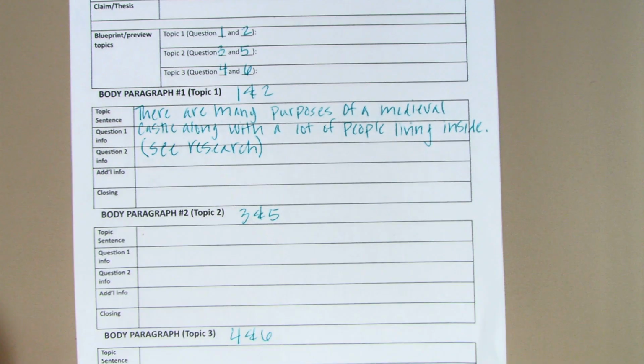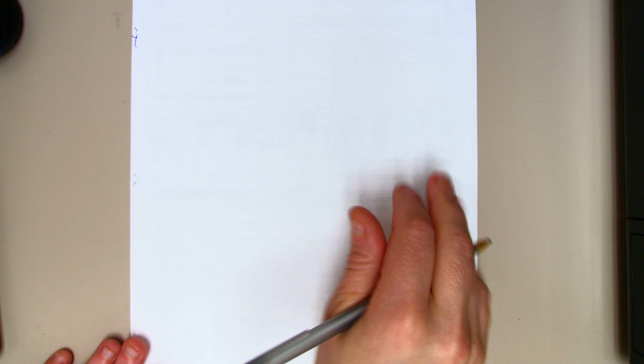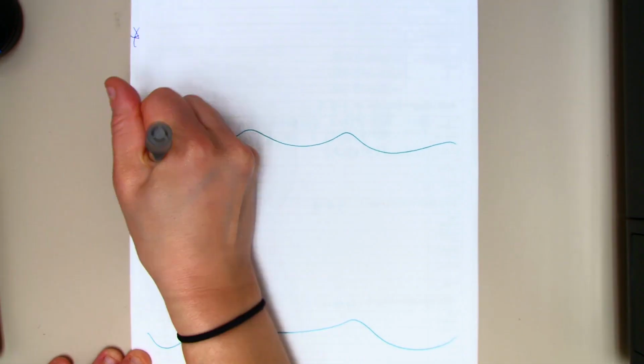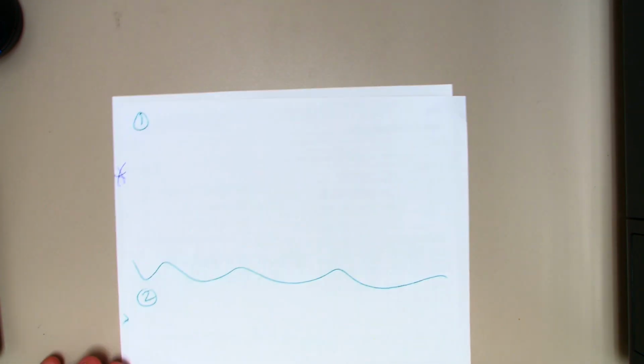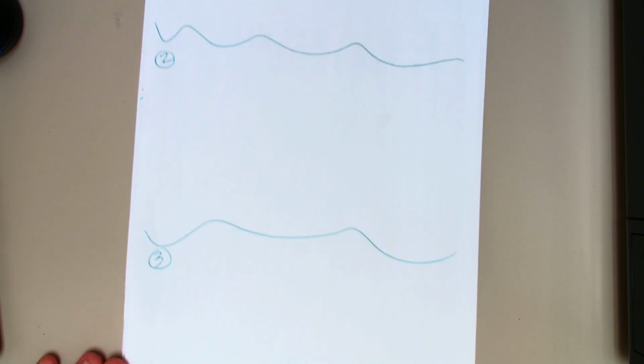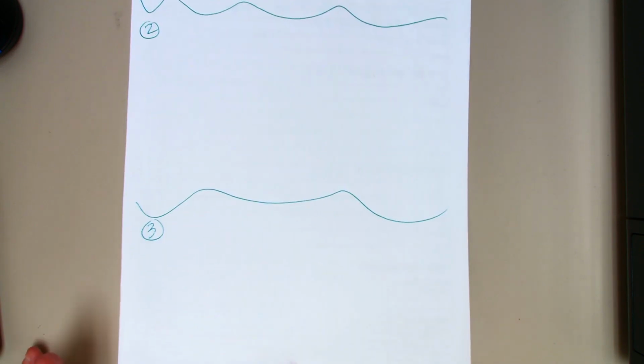What you can do is flip your paper over and divide it into 3 separate chunks. I'm going to put a 1, a 2, and a 3, and I'm going to write my body paragraphs, or take notes on what I'm going to put in my body paragraphs, here. I can write everything out, so when I go to type, all of my body paragraph information is back here.